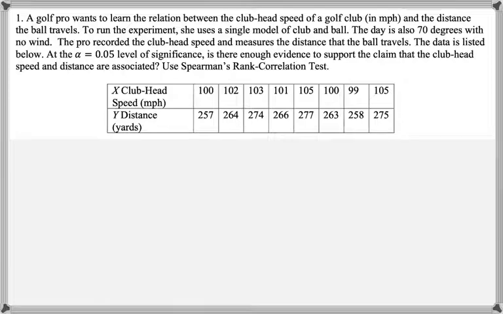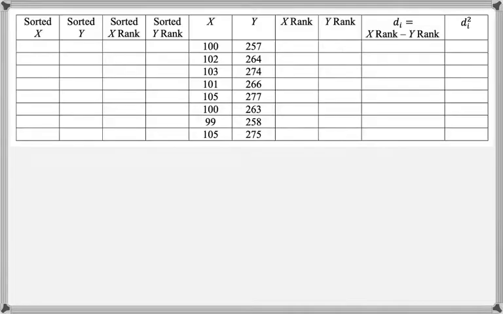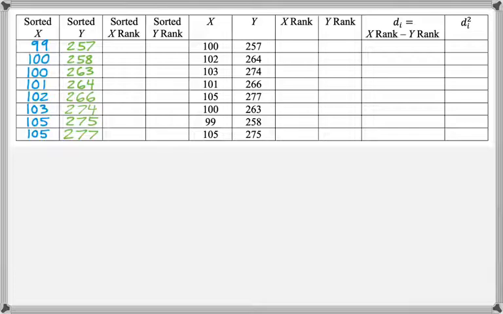At the 0.05 level of significance, is there enough evidence to support the claim that the club head speed and distance are associated? Use Spearman's rank correlation test. First, we sort the x values. This will be 99, 100, 100, 101, 102, 103, 105, and 105. Next, sort the y values: 257, 258, 263, 264, 266, 274, 275, and 277.